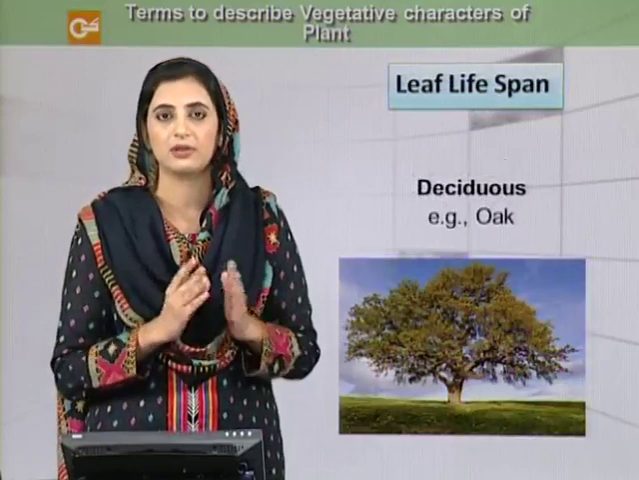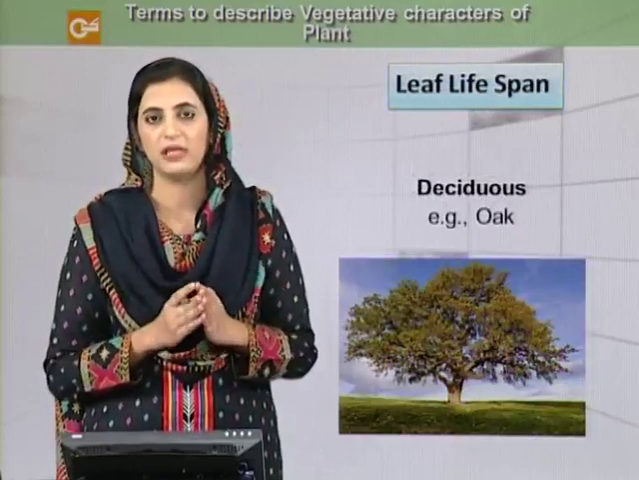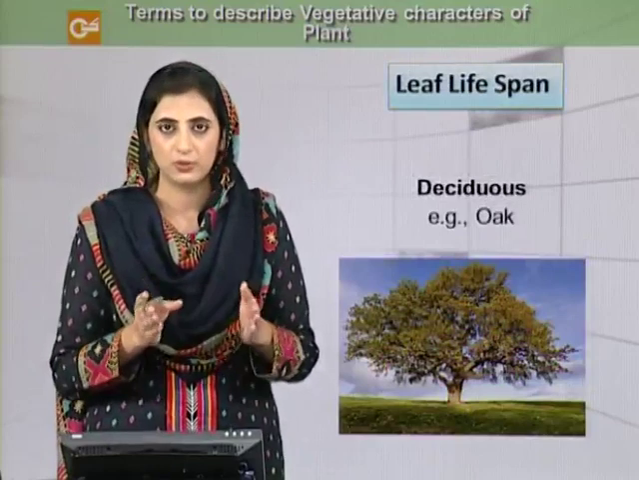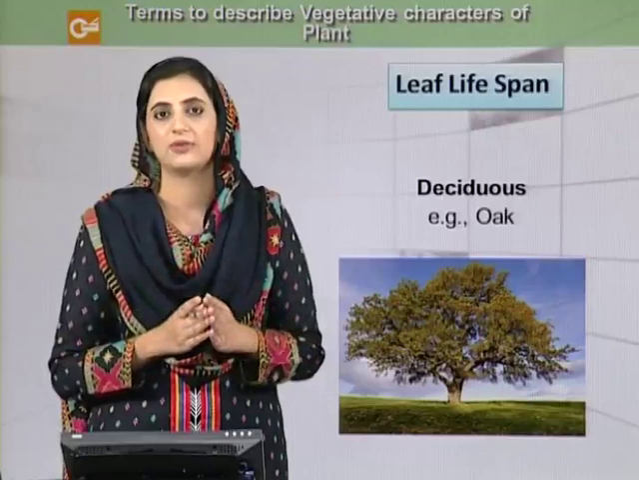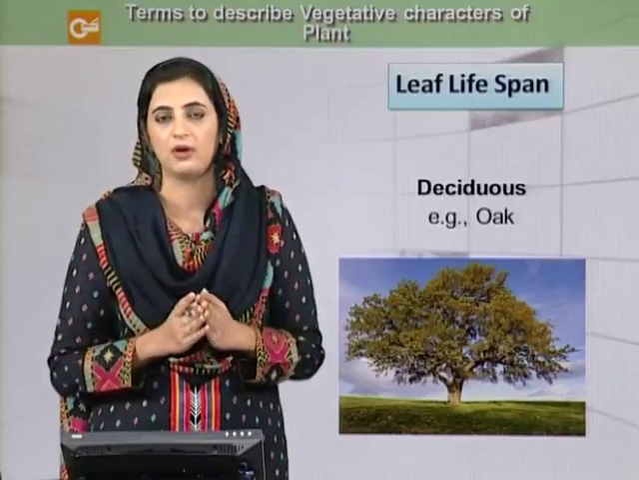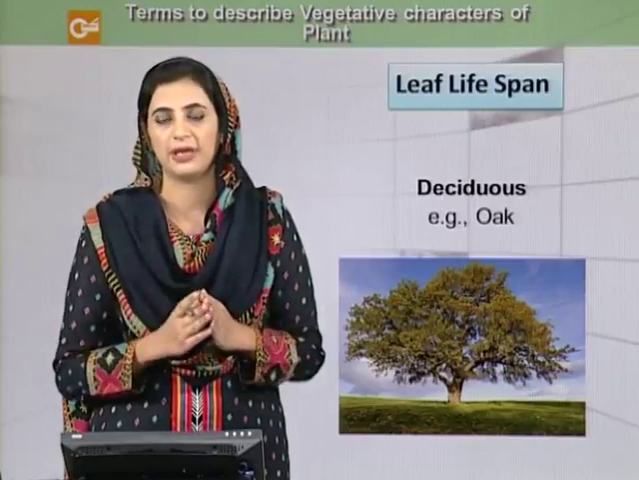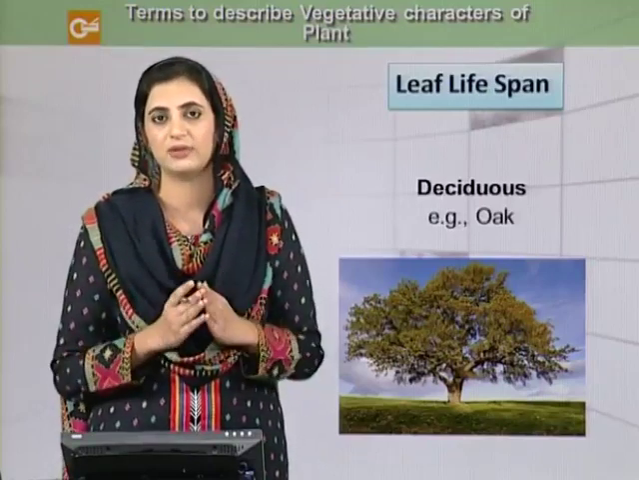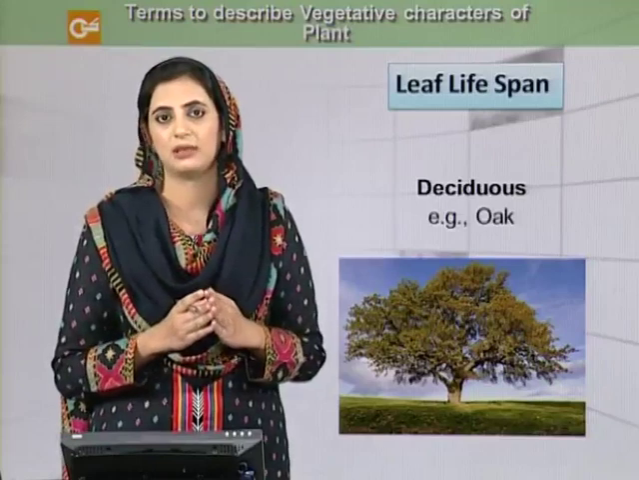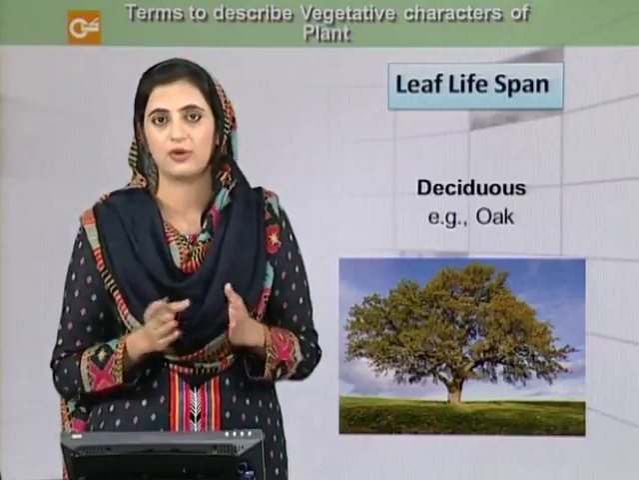And if we have to explain the leaf lifespan, we have two terms. Number one is deciduous plants. They shed their leaves during part of the year. For example, if a very cold area gets extremely cold, they shed their leaves, or in the dry season they shed their leaves. Example is that of oak tree.